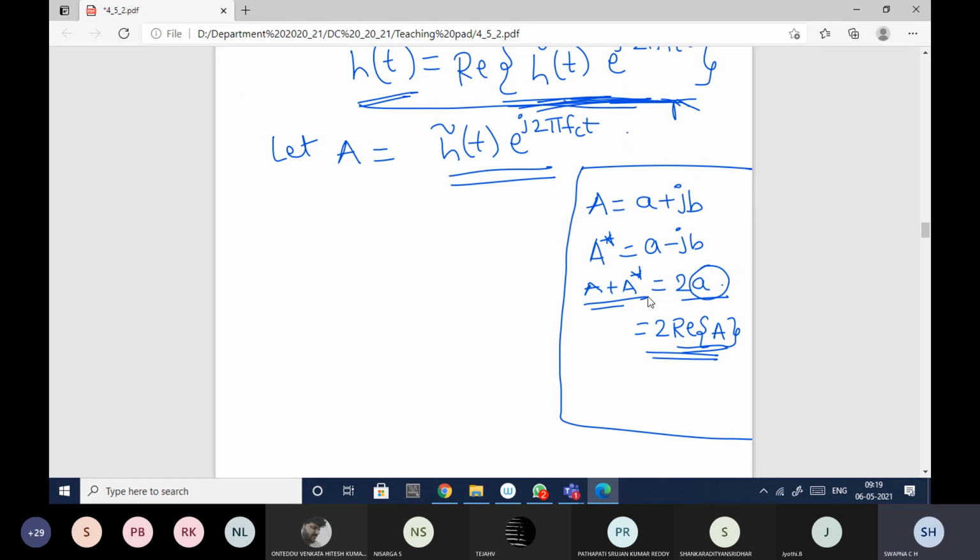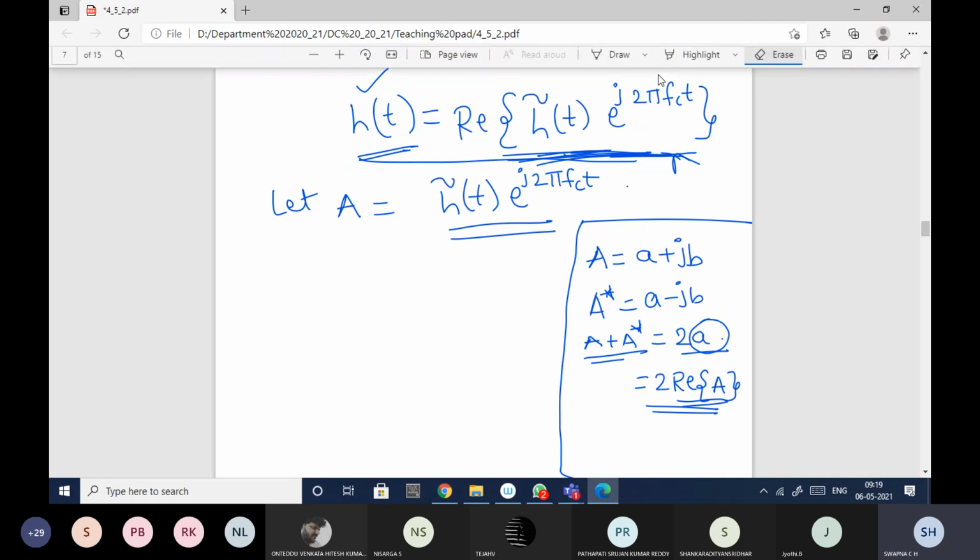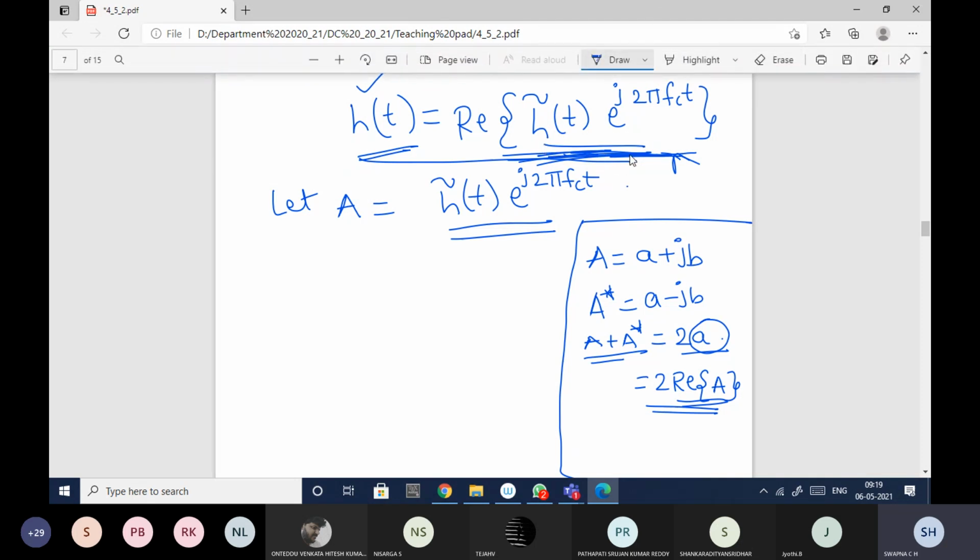Okay, so the same thing I'll analyze here also. See, I have considered A is equal to this, whatever is inside. It is a complex number. Okay, since it is a complex number, I may have some A plus JB. I don't know what the A value or B value is, but I'm just representing this H tilt of t e power j2 pi fct as A. Now what I need is A star.